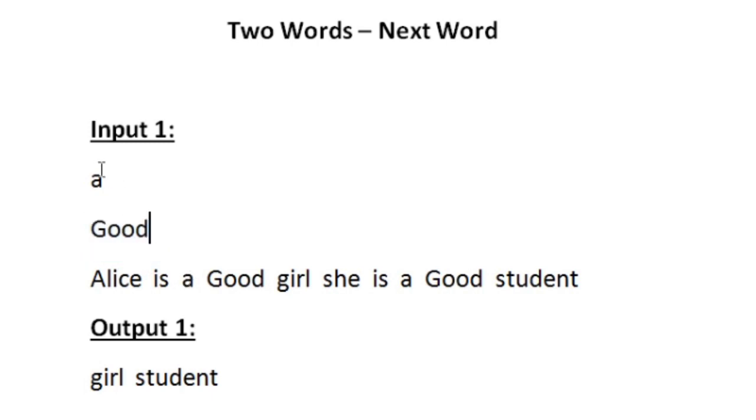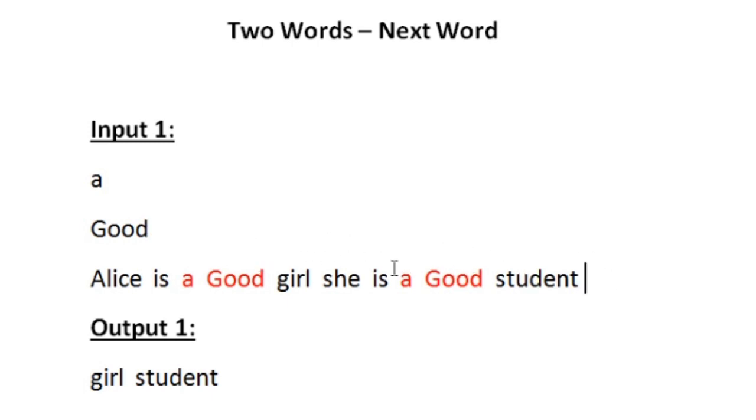So W1 together with W2 is "a good". So we have to find the occurrence of "a good" in this string yes. There are two occurrences. The first occurrence is here, "a good" has occurred, and then again "a good" has occurred here. So totally there are two occurrences of W1 together with W2 in this string yes.